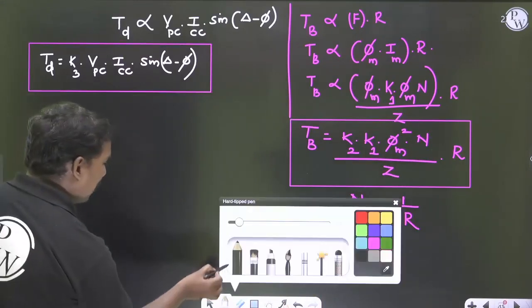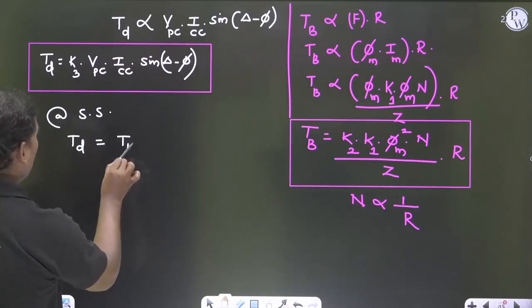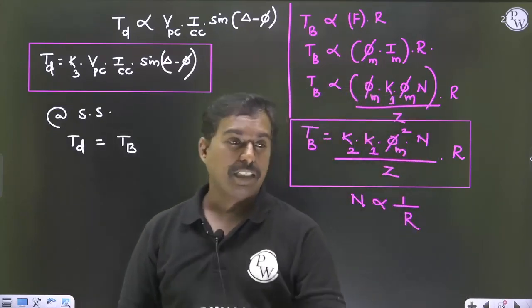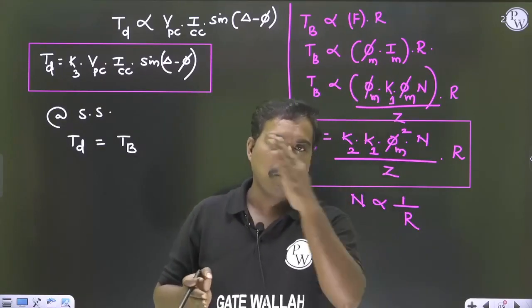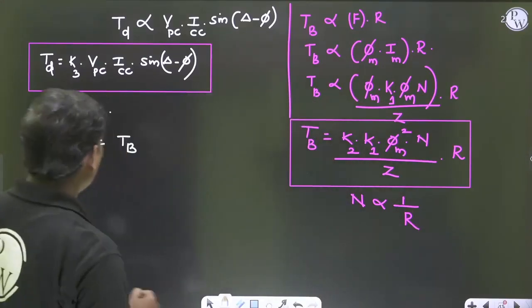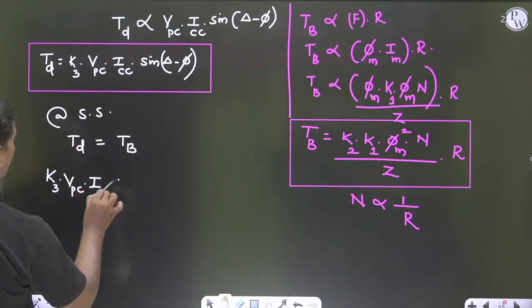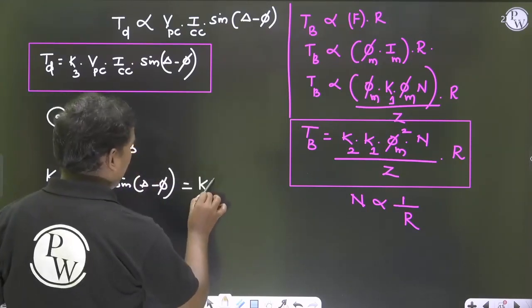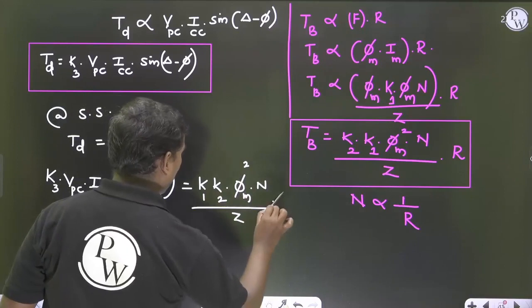So now at steady state, the deflection torque and braking torque will balance so that the disc rotates at a constant speed. Try to understand. In other instruments like PMMC and moving iron, when deflection torque and controlling torque of the spring are balanced, the pointer will stay stationary. But here it is not about being stationary, it rotates with a constant speed. So I will write this as K3 VPC ICC sine of delta minus phi, that is equal to K1 K2 phi m square n by z into R.